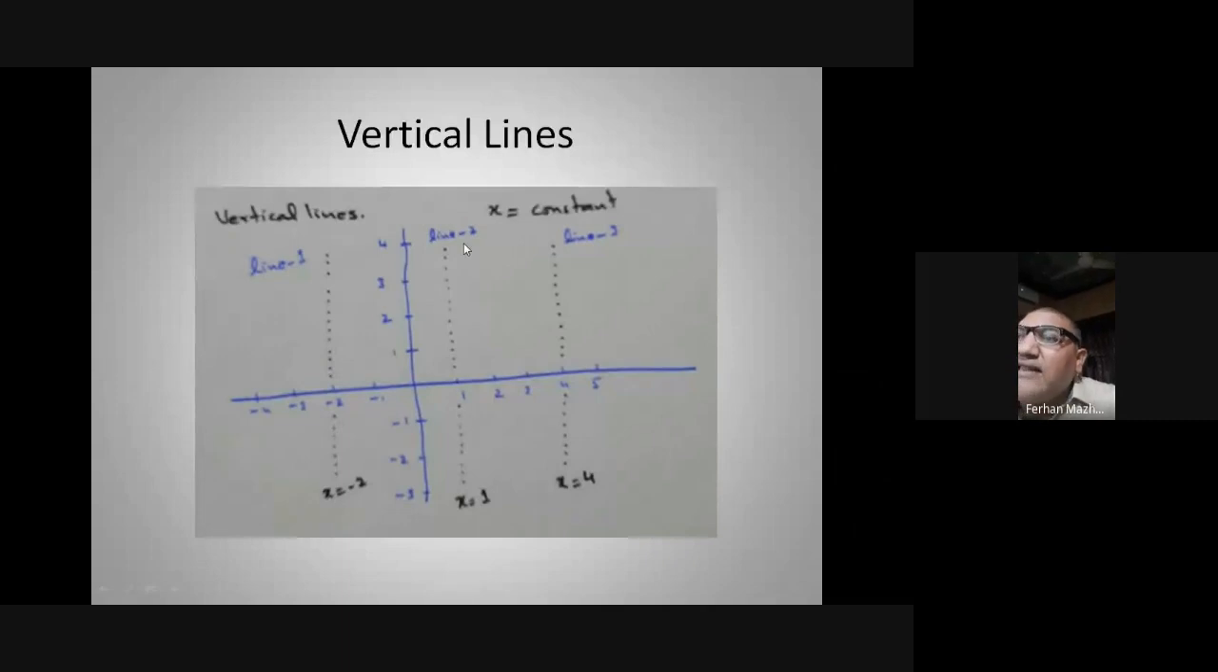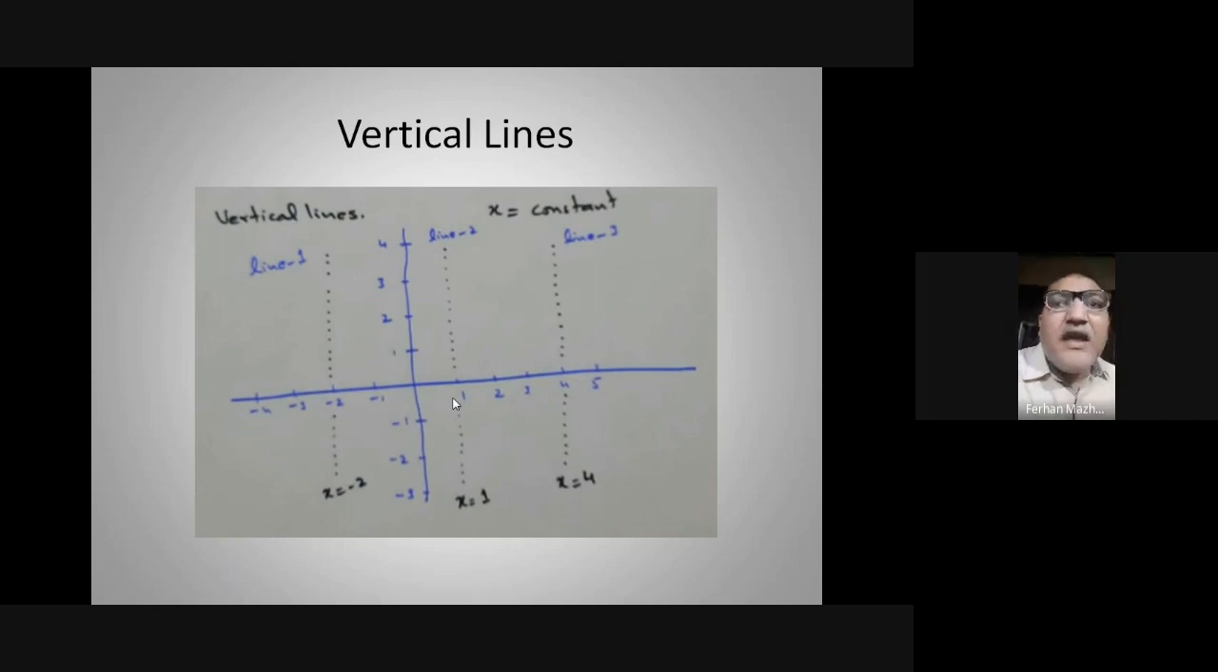If you look at line number two, its x-intercept is 1. When it cuts the x-axis, look carefully: what's the value of x at that point? Because the x-intercept is 1 for line number 2, its equation will be x equals a constant, and that constant will be 1. So the equation will be x equals 1.